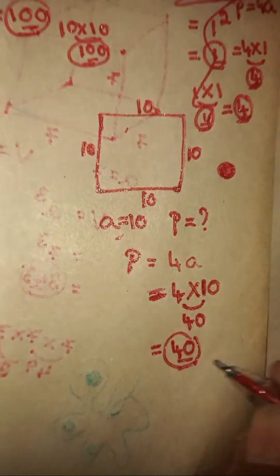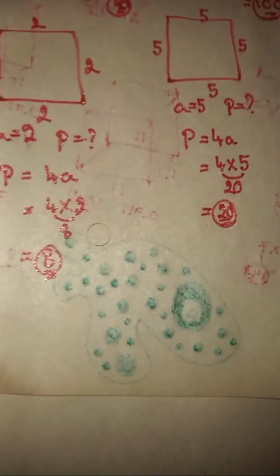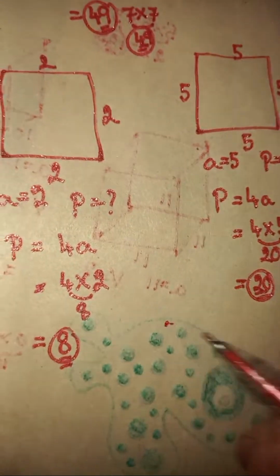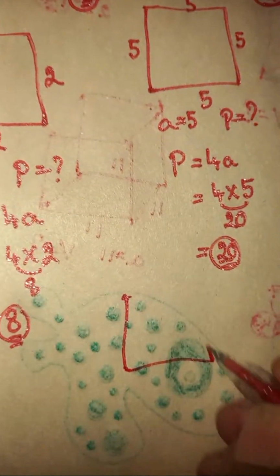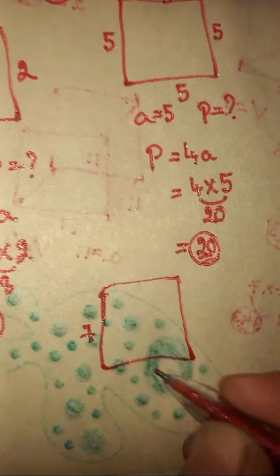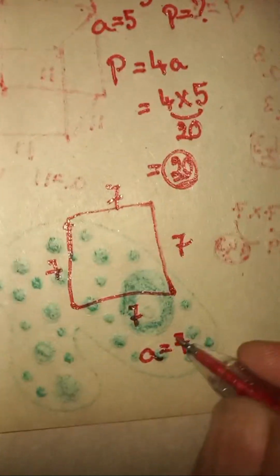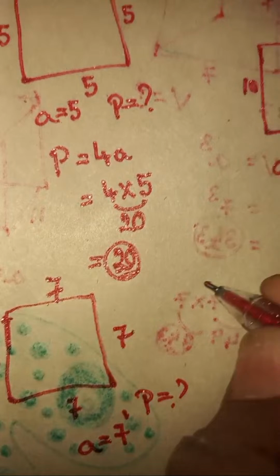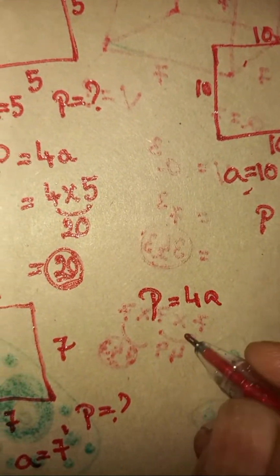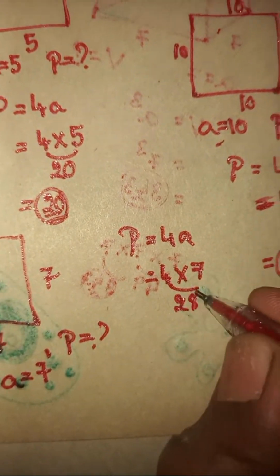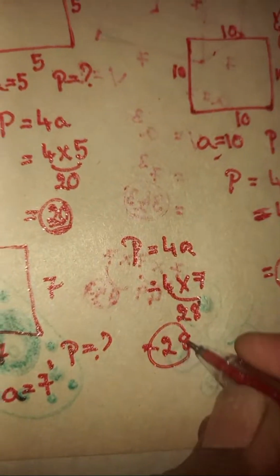So it's going to become 40 units. Let's take another square, and in this square they have given all sides as 7 units. Here you can find out what's the perimeter. The side length is 7 units. Perimeter is nothing but 4 times the side length, which is 4 times 7, which is 28 units.